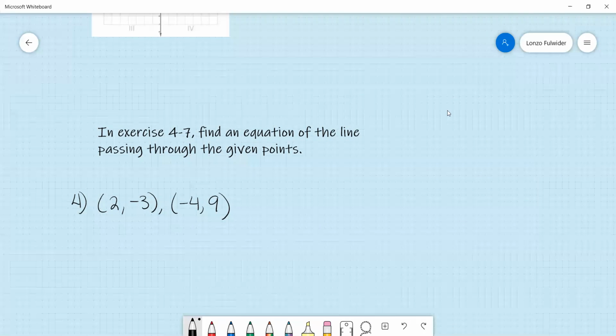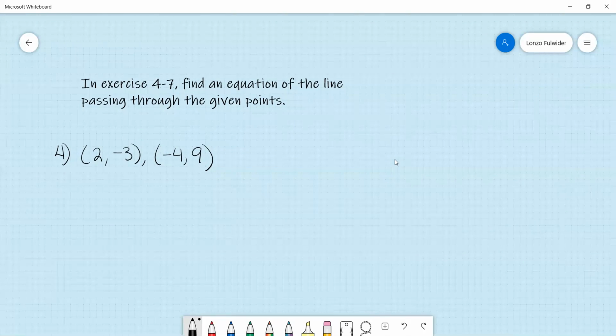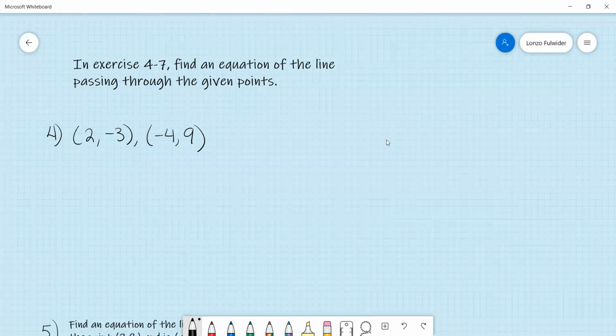Okay, so we're going to do something completely different. We're not graphing. This one says we're going to find an equation. In exercises 4 through 7, it says find an equation of the line passing through the given points: 2, -3 and -4, 9. For this one, we're going to need some formulas. My first formula is the slope-intercept form. If you recall, the slope-intercept form is y equals mx plus b.